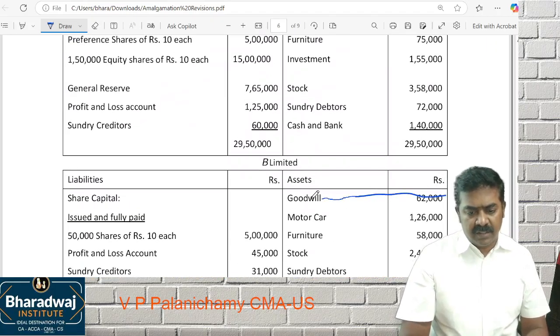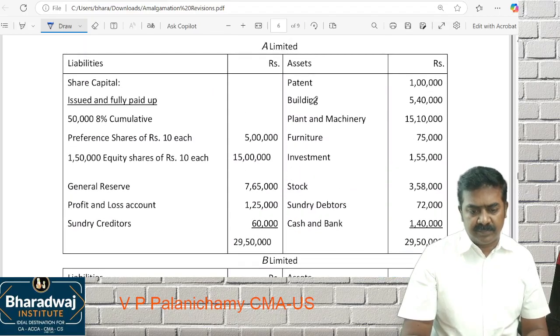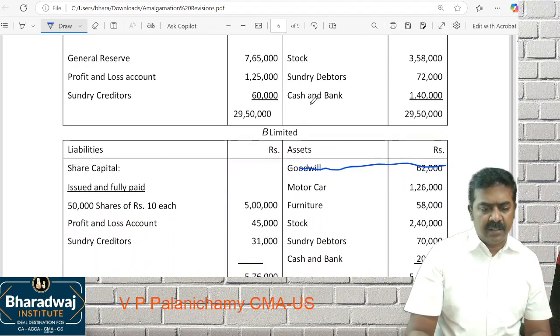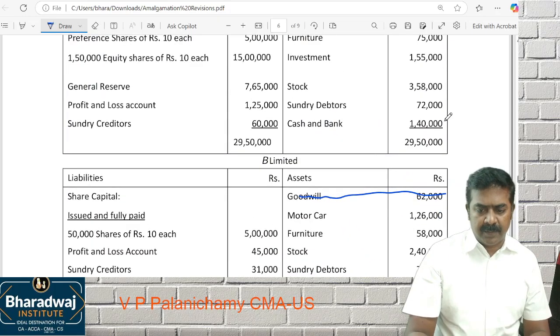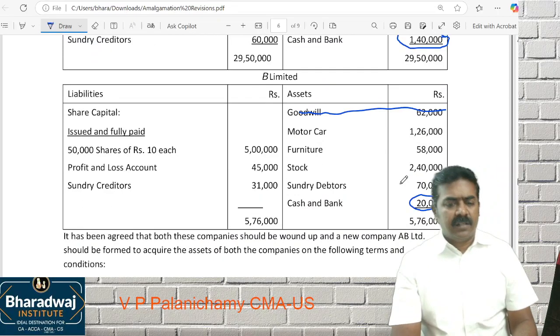Goodwill, the balancing figure, we have to take it. Goodwill we have to take as the balancing figure. Whether cash and bank balance is taken over? No, it is not taken over by the purchasing company. Cash and bank balance is not taken over by the purchasing company.